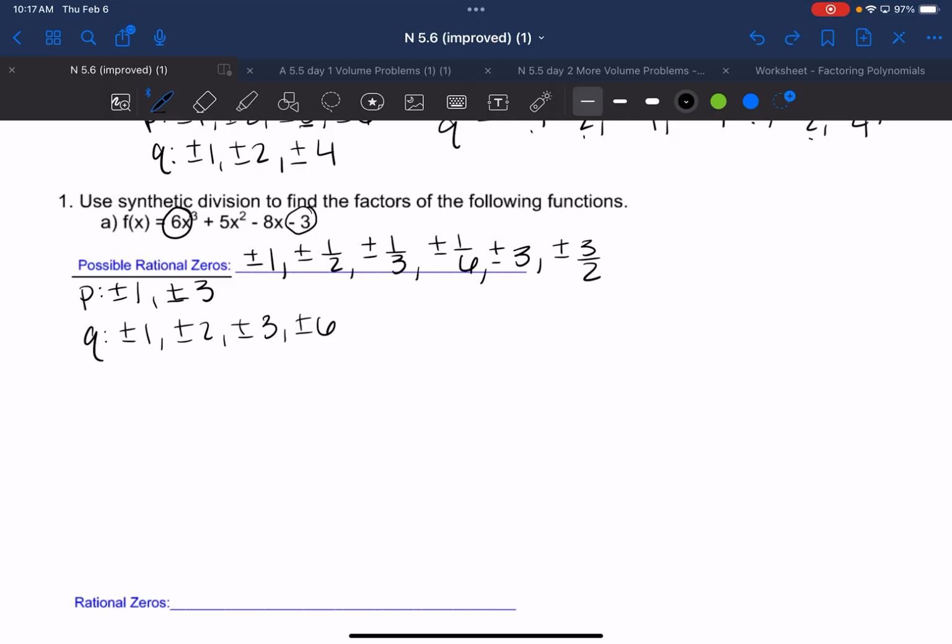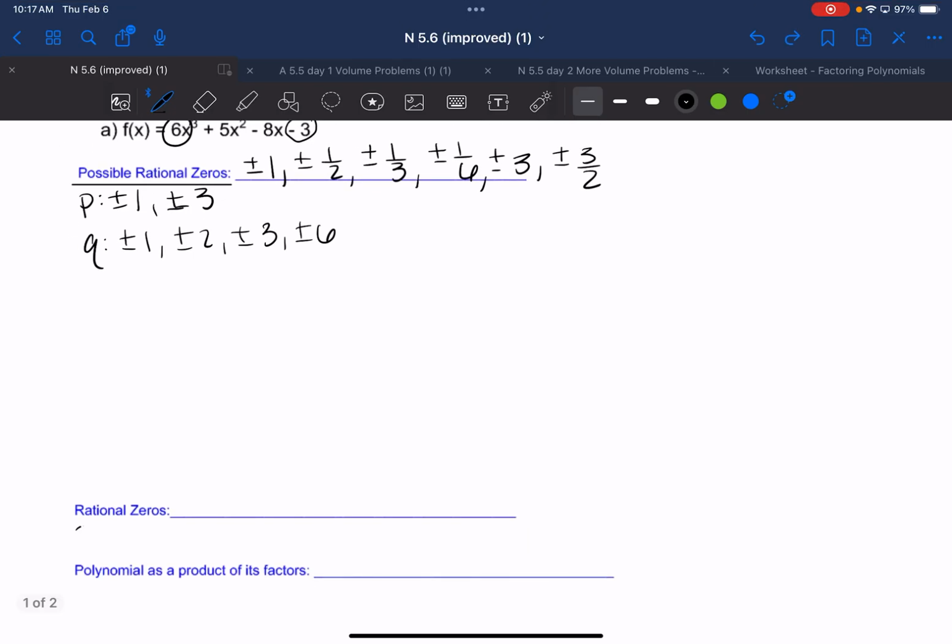Okay. Now they ask, what are the actual rational zeros? Or in other words, which ones actually work? Okay. So this is where we try using the numbers from the list. If it's me, I'm picking the whole numbers because I don't want to do synthetic division with fractions, right? So let's try the whole numbers first. So first option I've got is a positive 1 or a negative 1. So let's try synthetic with a positive 1.